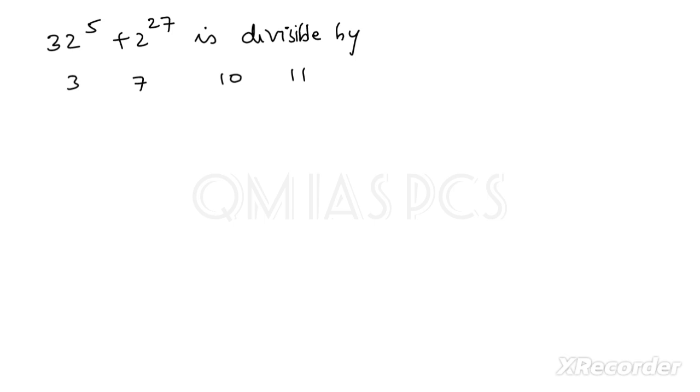This is your next question from 2024, and I think we have discussed this question in a separate video or shorts. It is given: 32 power 5 plus 2 power 27 is divisible by what number? You can try this yourself, it's very easy. Just try it yourself. Okay, now look at how I am solving this one.